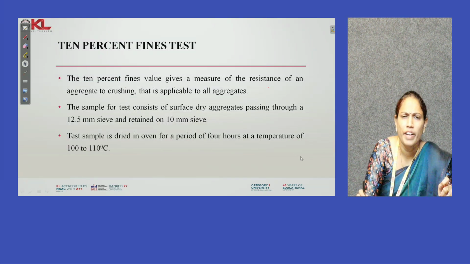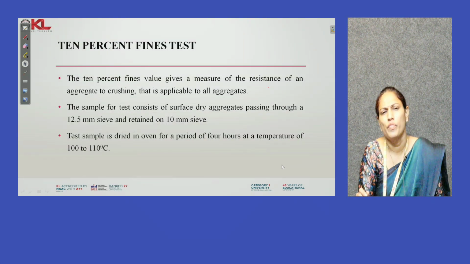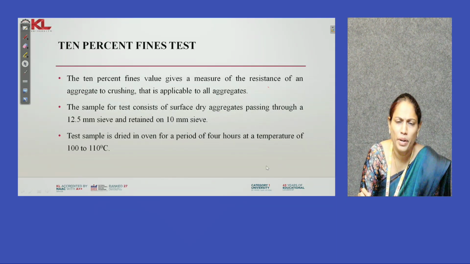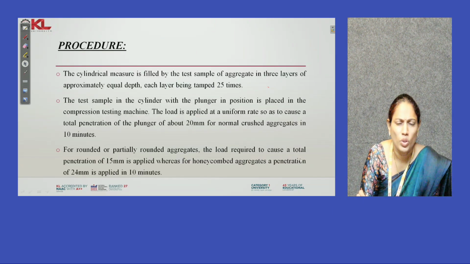So, the 10% fines test. What is the fines test of the aggregate? It tells us the resistance of the aggregate to crushing when a load is applied on it. The test can be conducted on surface dry aggregates passing through the 12.5 mm sieve and retained on the 10 mm sieve. So this is the oven, where you are going to keep it at a 100 to 110 degree centigrade temperature for the period. So this is the test procedure, which we are going to deal with in the laboratory as well.